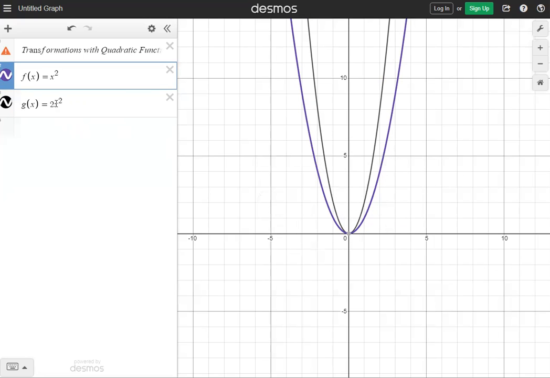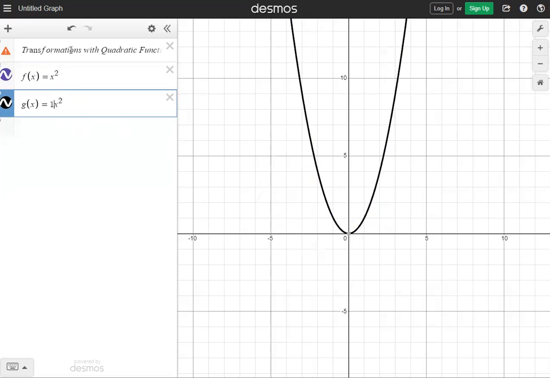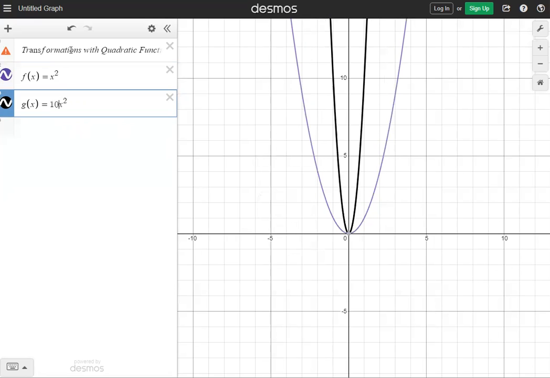Now, if you multiply it by an even bigger number, like let's say 10, you're going to get a very narrow function. This black function is much more narrow than the purple function that I had. So that's if you multiply by a number bigger than 1.